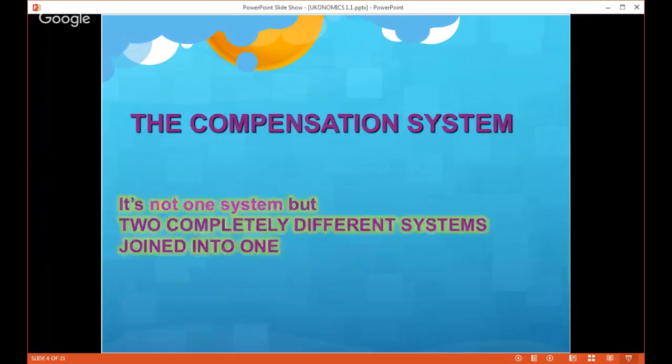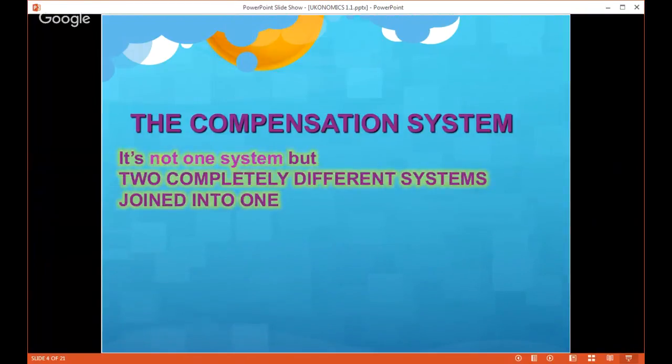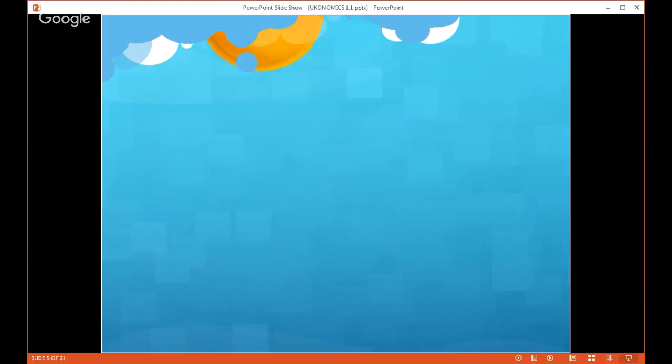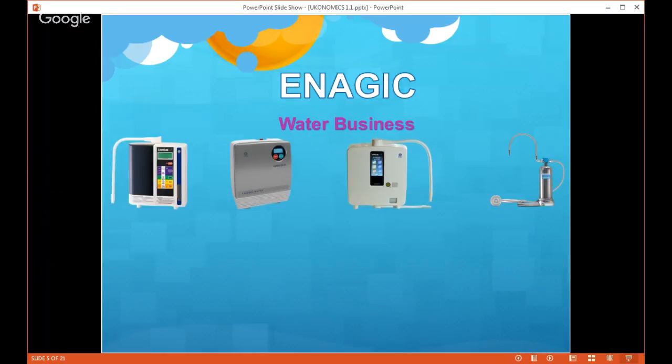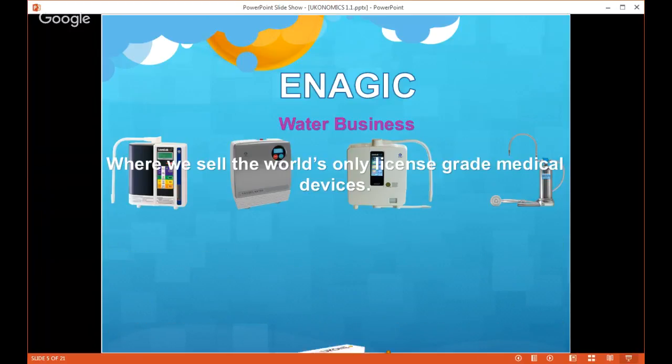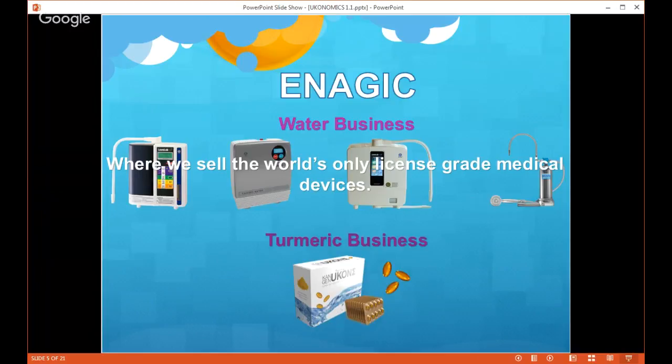Here's our compensation plan. It is not just one system, but two completely different systems joined into one. And this is how it works. We naturally started off as a water business. We sell the licensed grade medical devices across the world. And then later on, we began to sell turmeric.